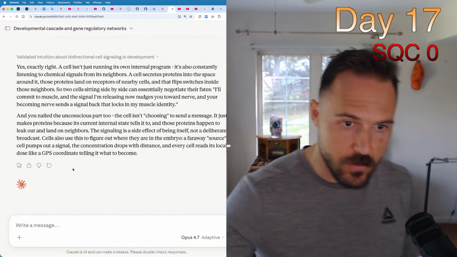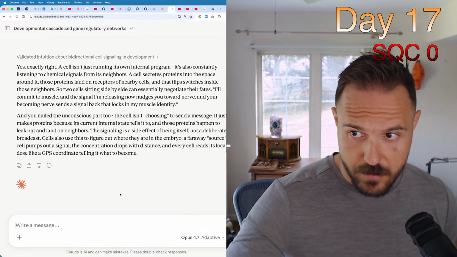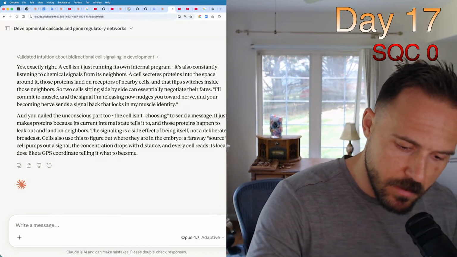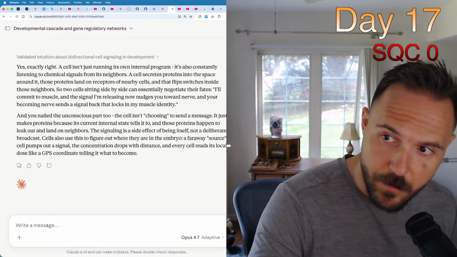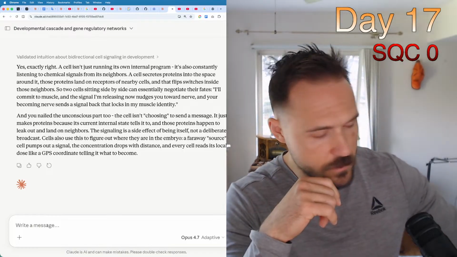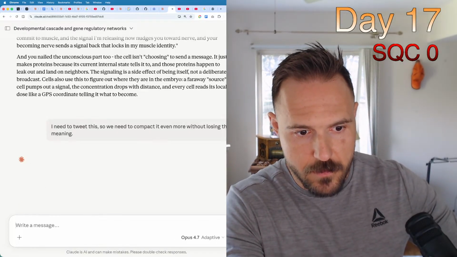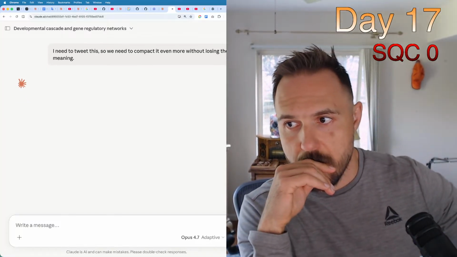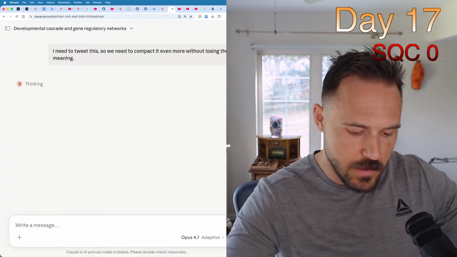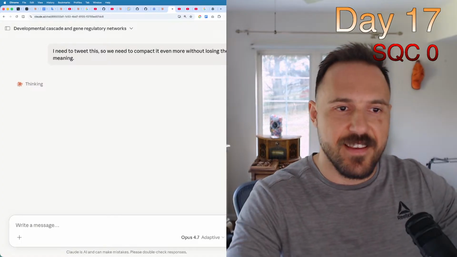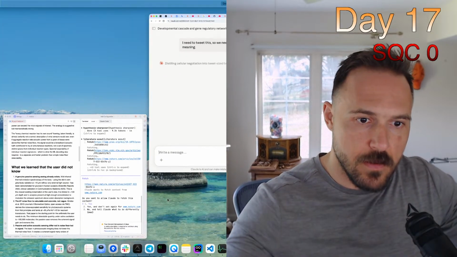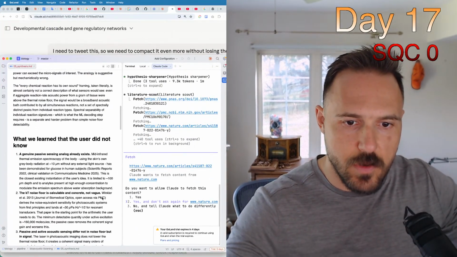Okay, now I need to tweet this. So we need to compact it even more without losing the meaning. So interesting how tweet became a word, right? Now we switch to X. You cannot say like we need to X it. You're saying you need to tweet it because the LLM is trained on the word tweet. Okay, this is gonna be annoying.